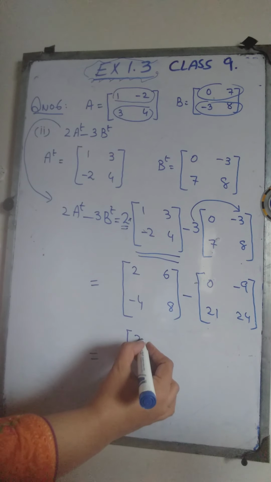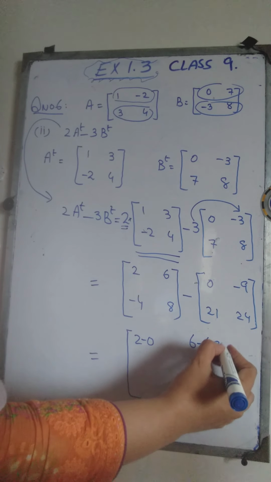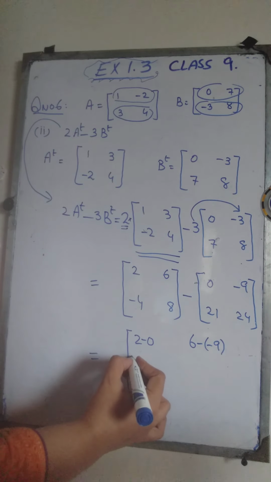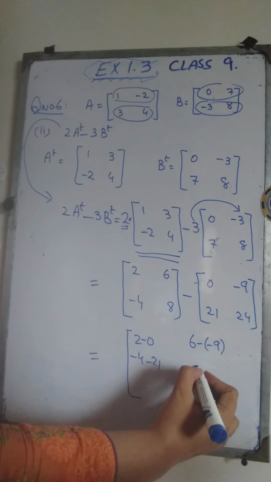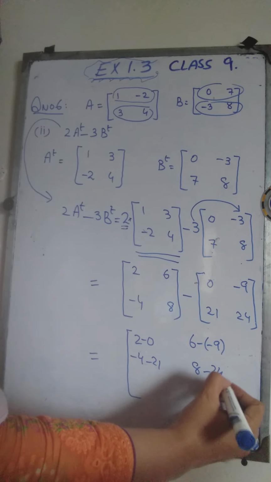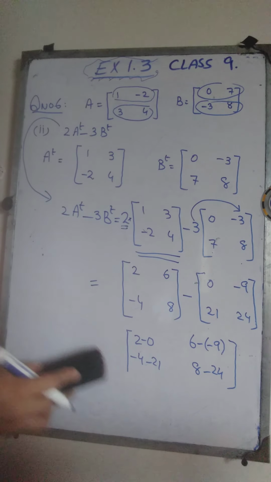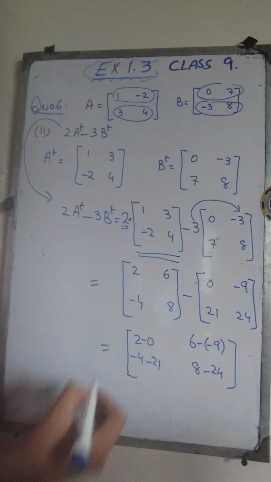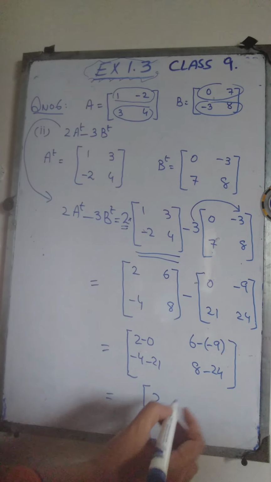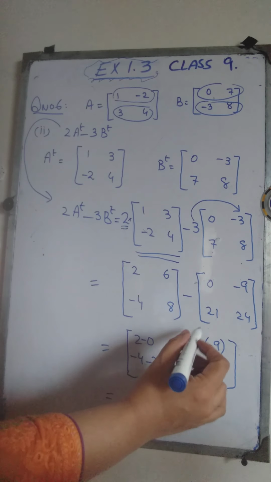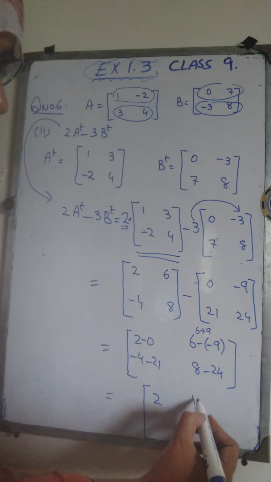For it, 2 minus 0, 6 minus negative 9, then negative 4 minus 21, and 8 minus 24. Okay. Now coming to the answer. 2 minus 0 will be 2. 6 minus minus will be plus. It is going to be 6 plus 9. Okay. And 6 plus 9 is 15.